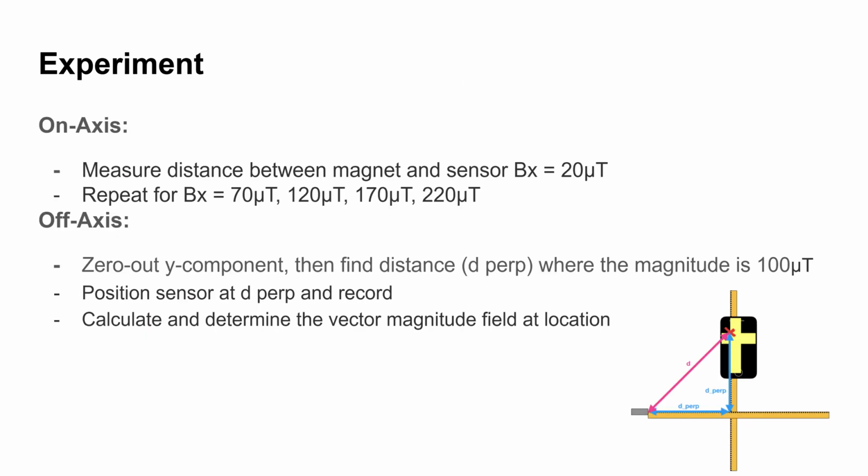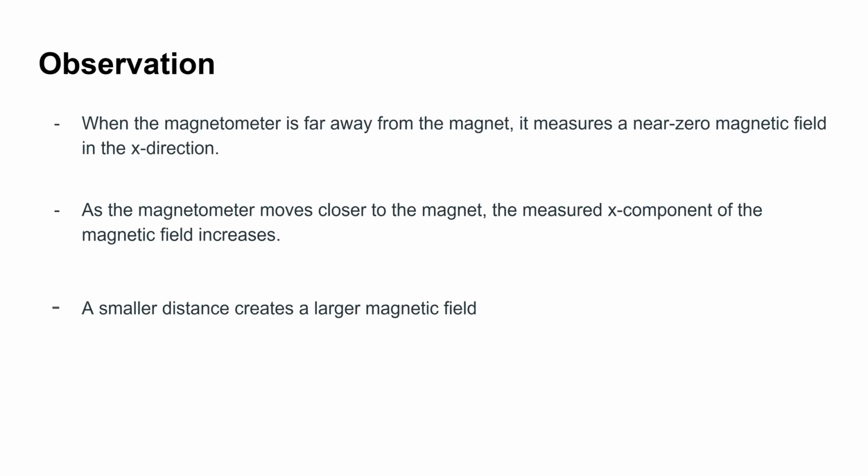For on-axis, I measured the distance between the magnet and the sensor at a Bx value of 20 microtesla. I repeated the steps for the other four sensor Bx values. And for off-axis, I first zeroed out the y component, then found the d-perp, which is the distance where the magnitude is 100 microtesla. I positioned the sensor at d-perp and recorded it. Finally, I calculated and determined the vector magnitude of the field at the location.